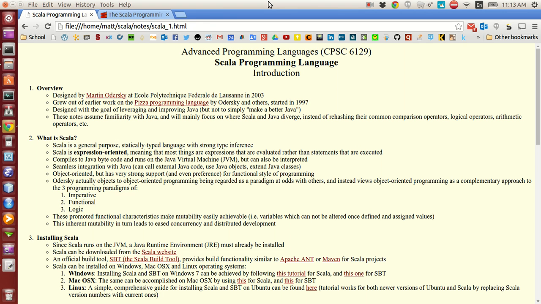The inclusion of the functional side of things allows for immutability to be easily achieved. So we can have variables that cannot be altered once they're defined and assigned values. And this particular characteristic makes concurrency and distributed application development easier.